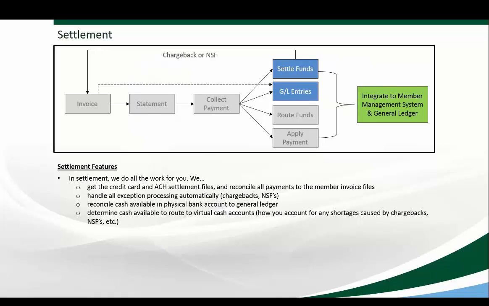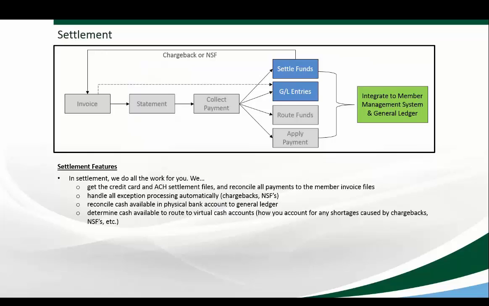In a traditional environment, let's say you're using a third-party processor, you would have to go out and download a file of the transactions that they've processed for you to get the data, and then reconcile that to your member accounts within your system, as well as potentially have to go out and transfer the funds that have been settled into an account into your ongoing operating account. Billhighway has the ability basically to do all of that for you.